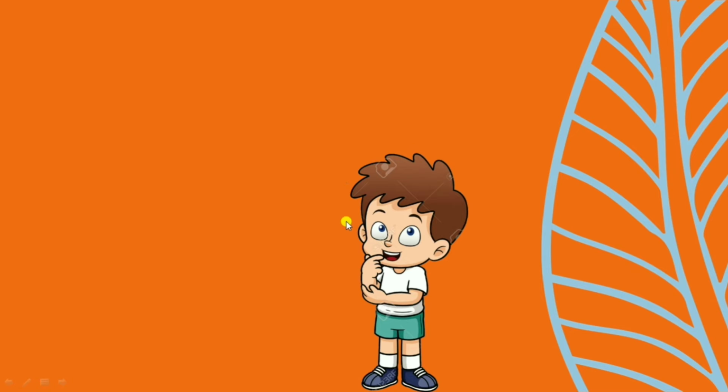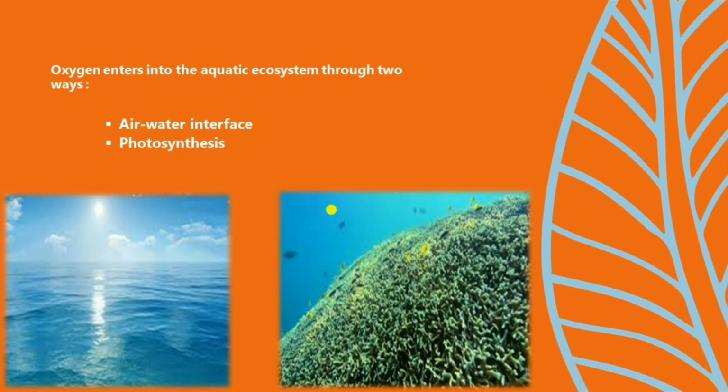And here is the boy and he has a doubt. What is it? How can oxygen enter into the aquatic ecosystem? That's a good question, right? And here is the solution. Oxygen can enter into the aquatic ecosystem mainly through two ways. The first one is the air water interface, and the second one is photosynthesis.